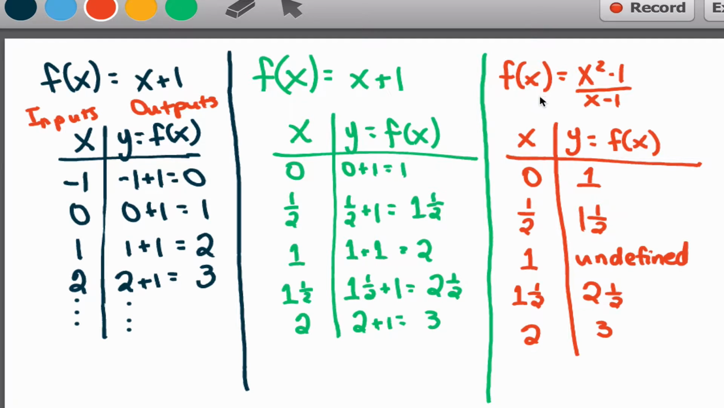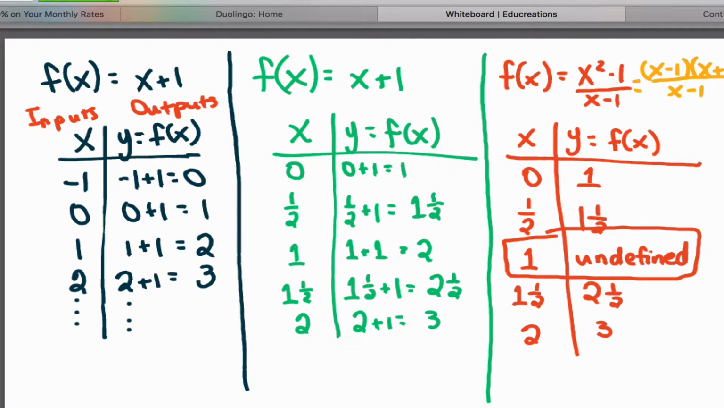Now suppose f of x equals x squared minus 1 over x minus 1. This time, if I plug in these inputs, notice what happens when x equals 1. If you plug in 1 here, we have 1 minus 1, which is 0. We have 0 in the denominator, so this function is undefined.